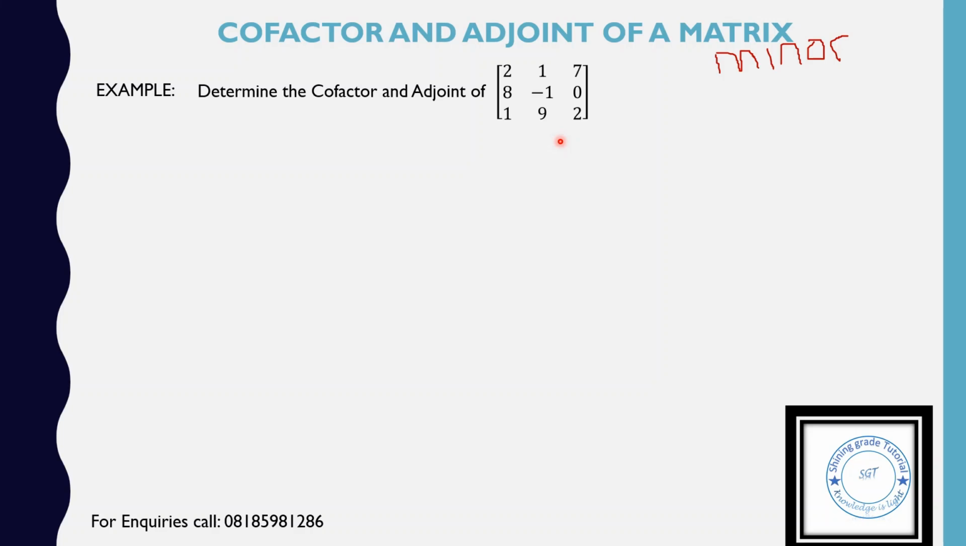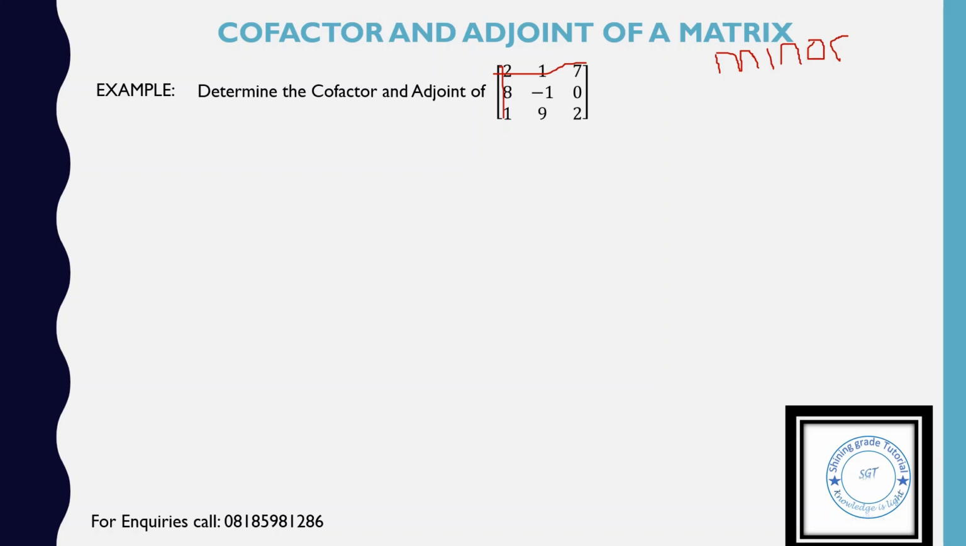But I state again, the determinant of the remnant of what? Of a particular element after its row and column has been deleted. The determinant of the remnant is its minor. So to find the minor of 2, for instance, we need to delete its row and column. So the determinant of this now will give us its minor.